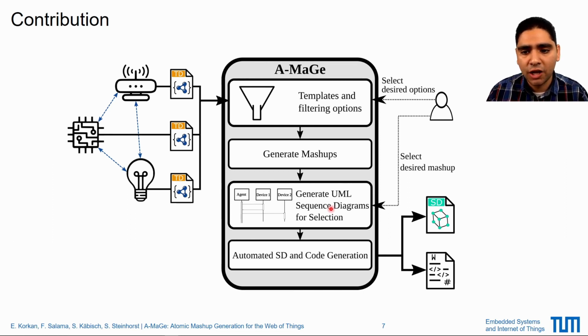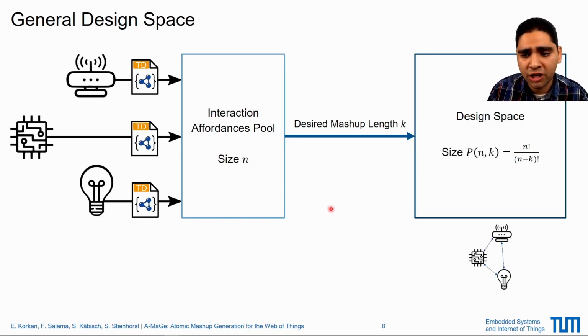So to be able to see why we chose the atomic mashup abstraction, we have a look at the design space in general, and then the design space using the atomic mashup abstraction. In general, if we have a set of n interactions in our pool, and we want a mashup with a length of k, our design space is the permutations of all these interactions given the length of k, and can be calculated using this formula.